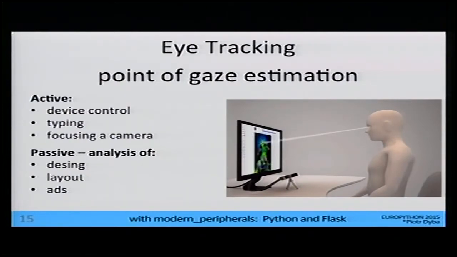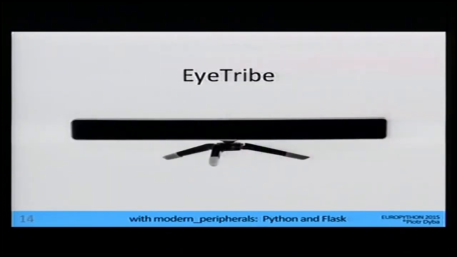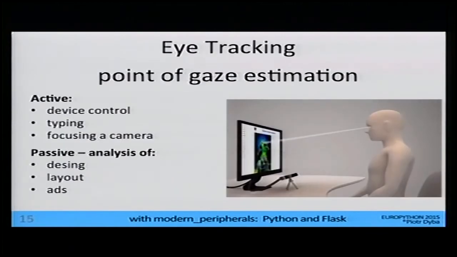The hardware part is simple. There's a more complicated part on the algorithm side of the project. And eye tracking can be used in a variety of applications, passive and active. I will talk more about passive during the rest of the presentation.